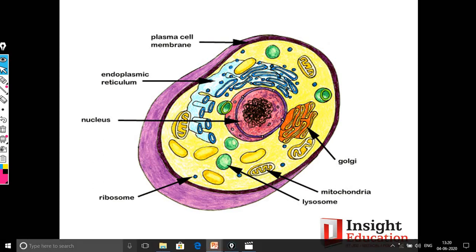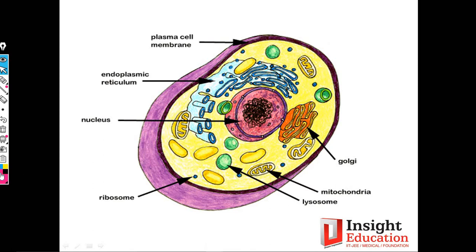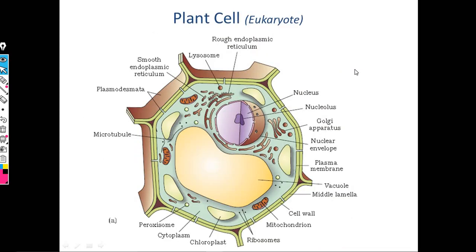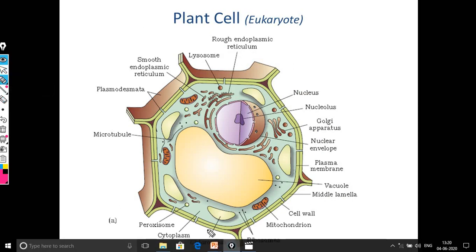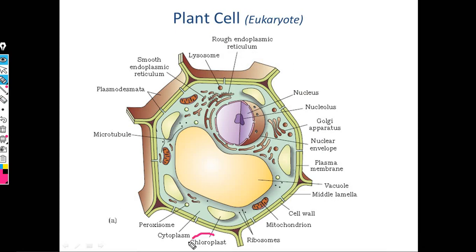Okay, so with this I hope you have a very clear idea of the various cellular structures, all the organelles we have learned. Now let's compare the animal cell with the plant cell. One clear difference that I am able to make here is the presence of chloroplast. Actually there are plastids. Chloroplast is one type of plastid.